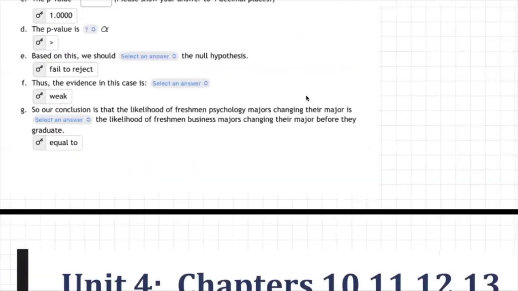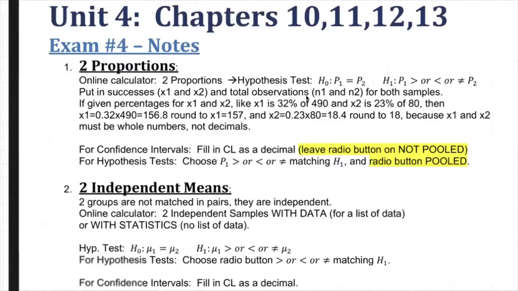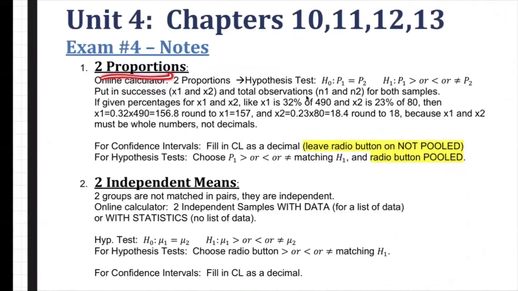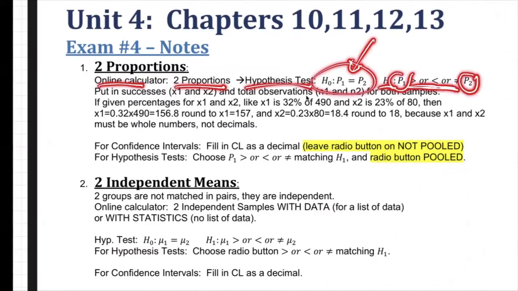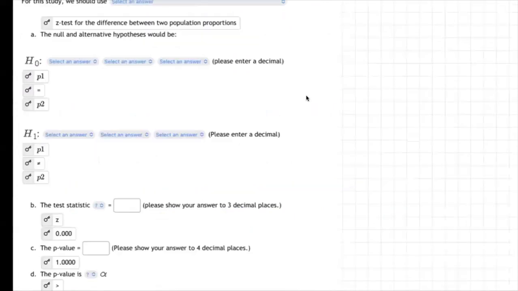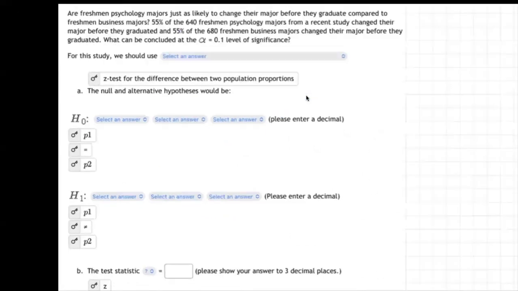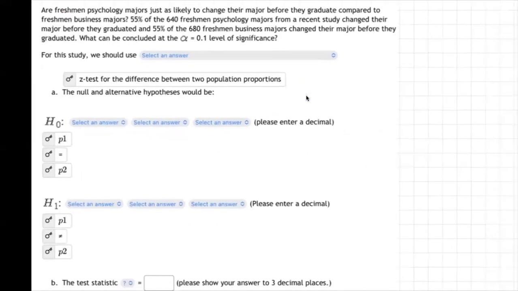Here's the notes, the Unit 4 notes. So we're doing two proportions. And go to the online calculator, two proportions. That makes sense. Hypothesis test, H0 is going to be P1 equals P2. Remember, H0 is always equals. And H1 is going to be P1, P2 as well, greater, less, or not equal. We'll come back here and go, oh, okay. So H0 is going to be P1 equal P2, always.